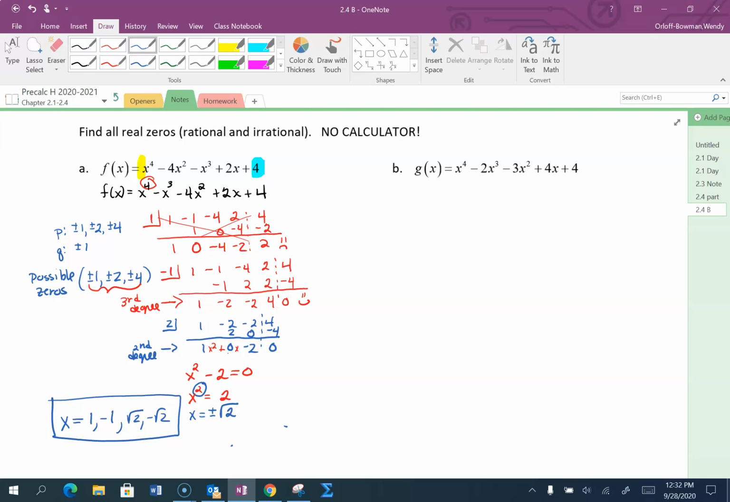Okay. Now, I'm going to move on to B. So what I'd like for you to do is figure out your potential zeros. I'm being very kind with, not giving you huge lists of potential zeros.